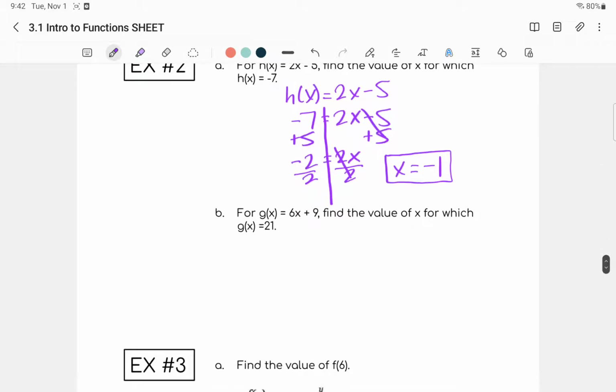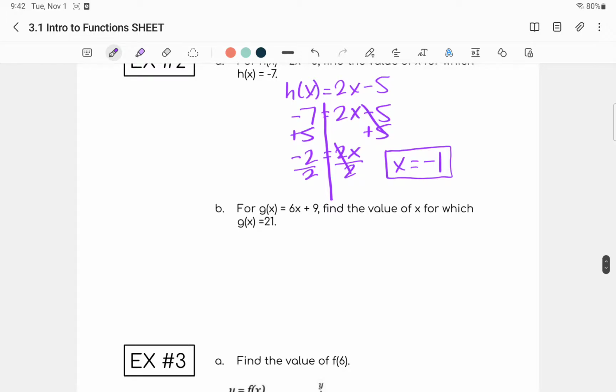All right, let's go on to letter B. Again, the same thing. We are given the output and we need to find the input. So I'm going to write down the equation of the function. g of x equals 6x plus 9. And then g of x is 21, so I'm going to replace the whole g of x with 21. And I solve for x. I'm going to subtract 9.